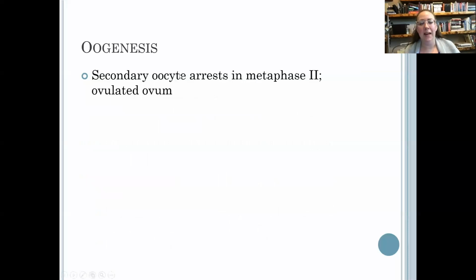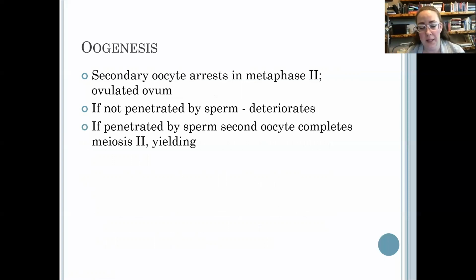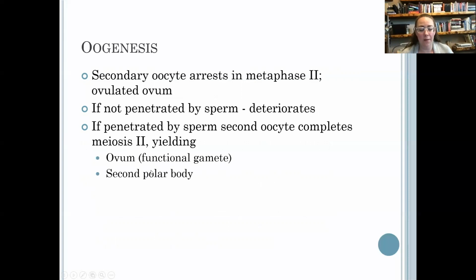All right, so that secondary oocyte is going to rest in metaphase 2, and that's what's ovulated from the ovary, goes into the fallopian tube, and then should conception occur, should a sperm enter into that ovum, then it'll complete meiosis. If it doesn't, it just deteriorates. It never completes it, right? So if it completes meiosis 2, it yields a functional gamete, the ovum, and the second polar body.